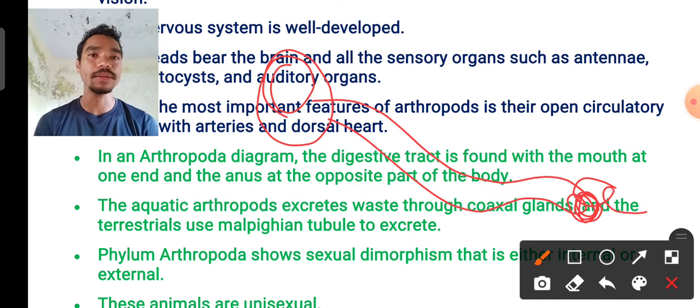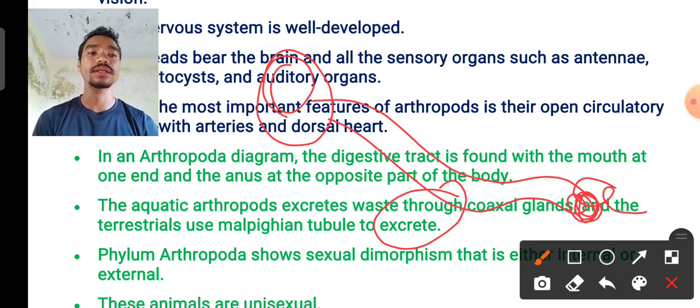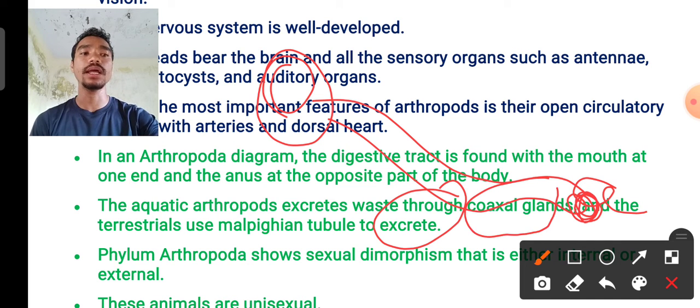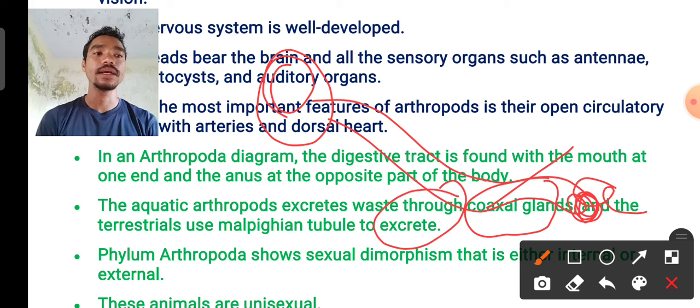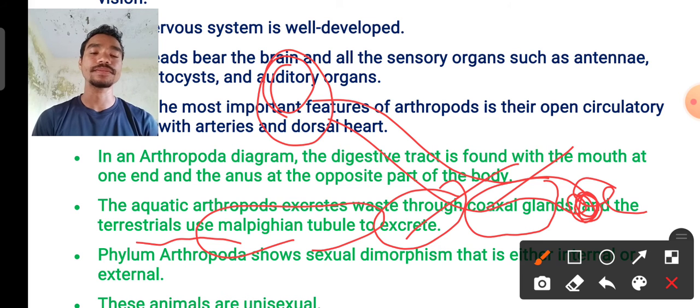Aquatic arthropods excrete waste through the coxal gland, and the terrestrial ones use Malpighian tubules for excretion. Everybody has an excretory organ, and it is the same in arthropods. The aquatic arthropods excrete waste through the coxal gland, and the terrestrial ones use Malpighian tubules for their excretion.